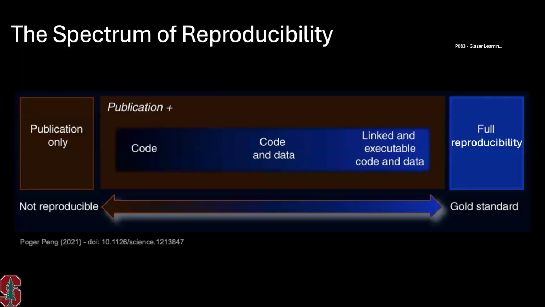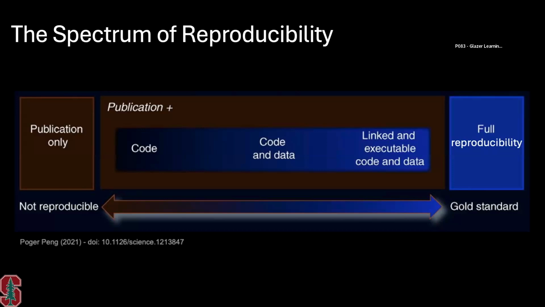So one thing about reproducibility is that something isn't reproducible or not. It exists on a spectrum. So you'd say that a publication only is not reproducible. Well, you could argue that it is. I mean, you can read the methods section and you can perform the experiment and the analysis, if it's well described. What is even better is if you have publication plus code. Even better is if you have code and the data. Like, what are you going to do with the code if you don't have the data?